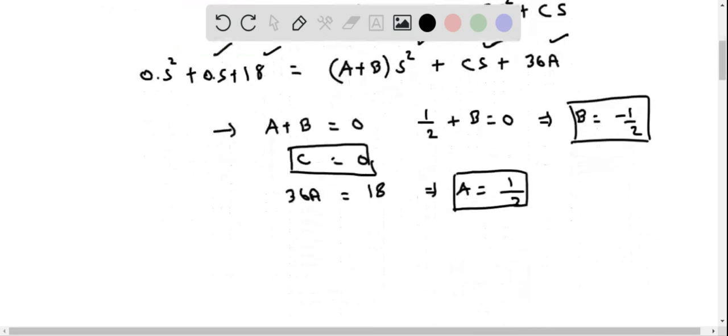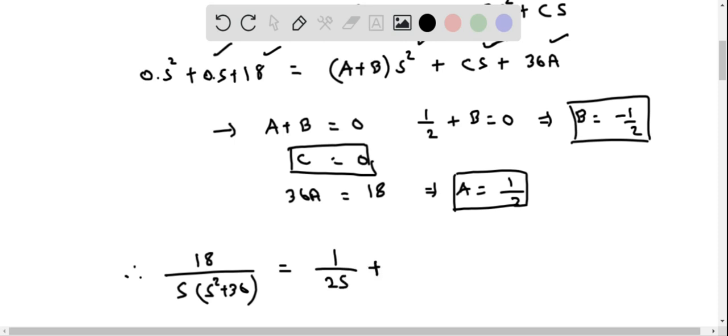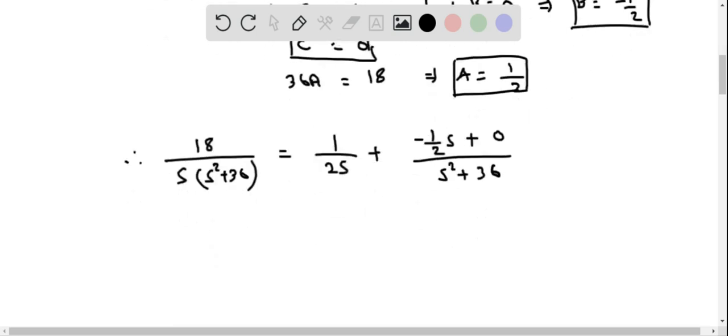So let's do that. Therefore we write 18 over s times (s squared plus 36), and this equals A by s. A equals 1 by 2, so it will be 1 by 2s, plus (Bs plus C). B is negative half, times s, plus C is 0, so we put 0, and this is divided by the other factor s squared plus 36. And so this equals, we can remove this 0, so it's just negative 1 by 2s divided by s squared plus 36. So from this we have determined that the value of C equals 0.